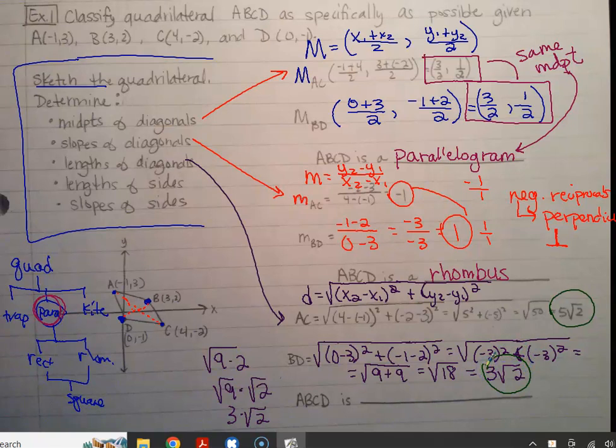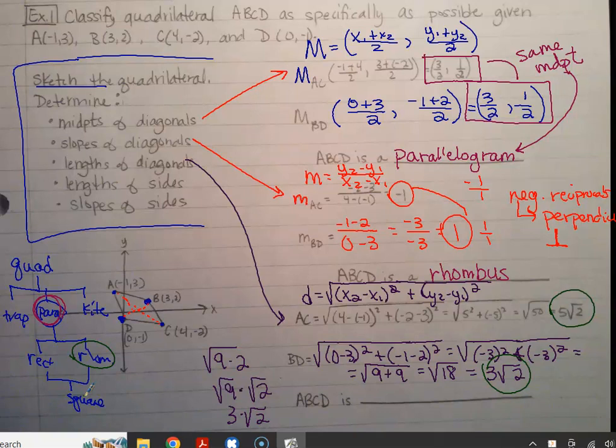Well, they're not congruent. So from rhombus, now we're at this level. We know it's a rhombus. The only other option is to say that it's a square. But in order to be a square, we know that the diagonals of a square are equal. They're congruent. So these aren't equal.